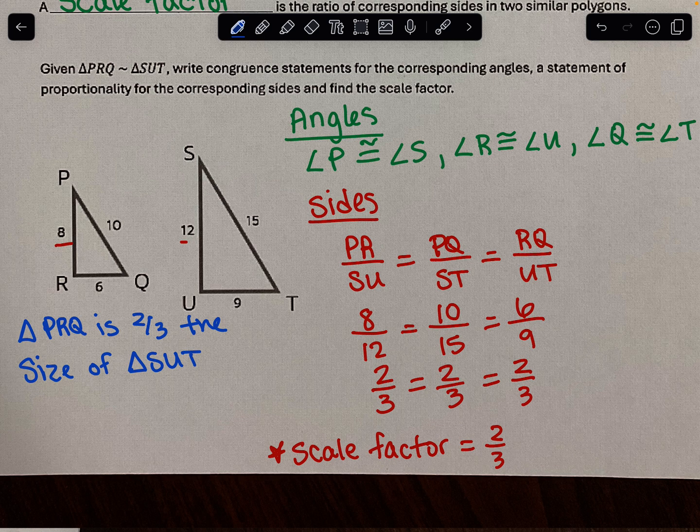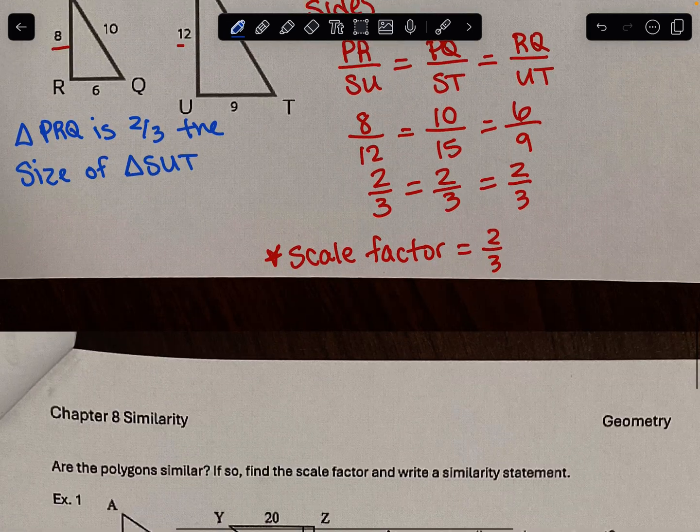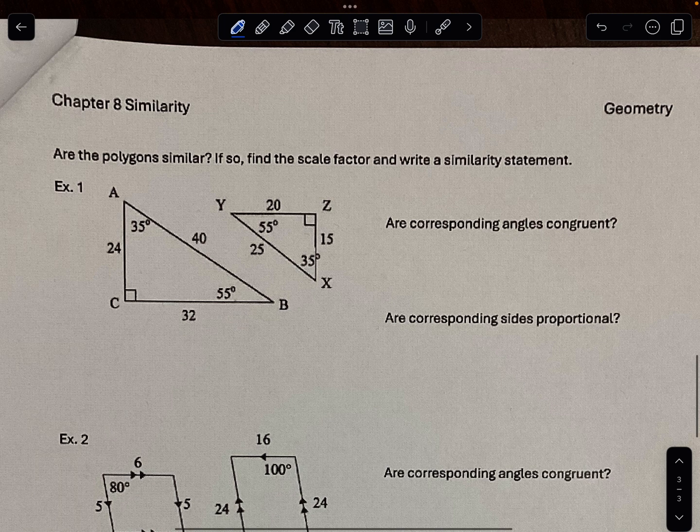Okay? So in all reality, we're just setting angles equal to each other and then writing our corresponding sides as a fraction and simplifying. Okay? Let's look at 2 quick examples on the back and then I'll let you guys go. Okay? All right, so example 1, well actually on both of these, it asks you, are the polygons similar? If so, find the scale factor and write a similarity statement. So the 2 things we need to check is, do they have congruent angles, and then are your sides proportional?